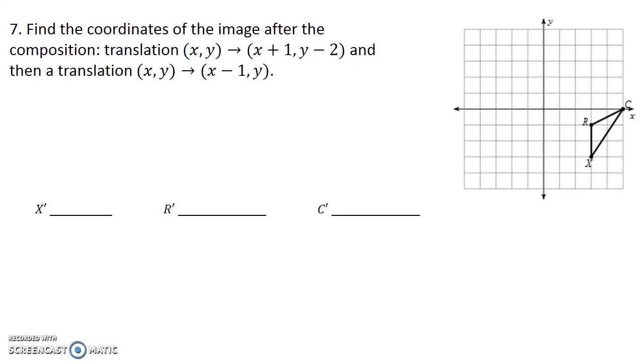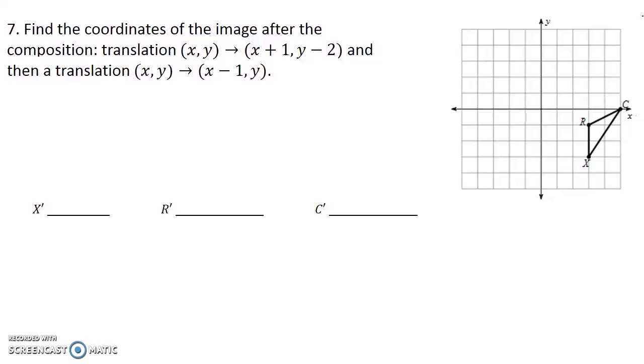For this one, we are going to end up just doing it all together. So reading this one, while it says I'm going to take my x coordinates and add 1, a little bit later I'm going to take my x coordinates and subtract 1. That's like saying I'm going to first go to the right one and then I'm going to go to the left one, meaning x coordinates aren't changing. For the y coordinates, I'm going down 2 and then I'm doing nothing.